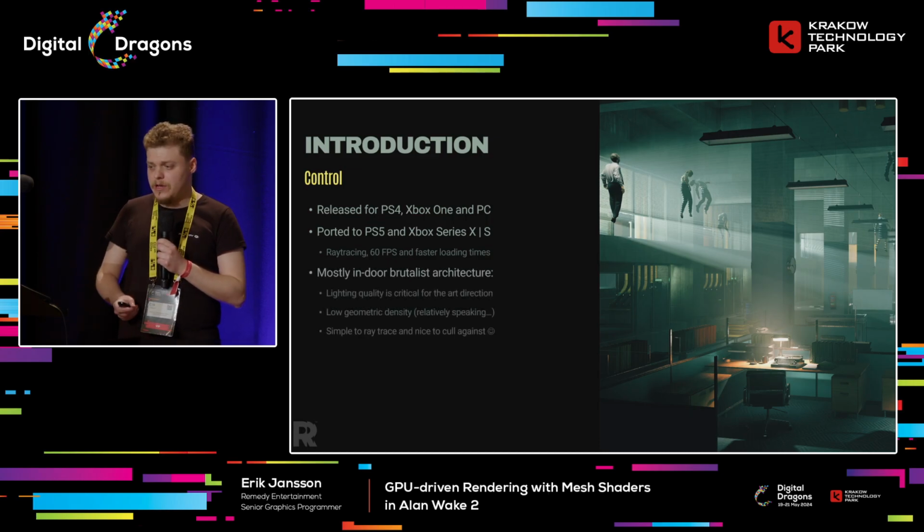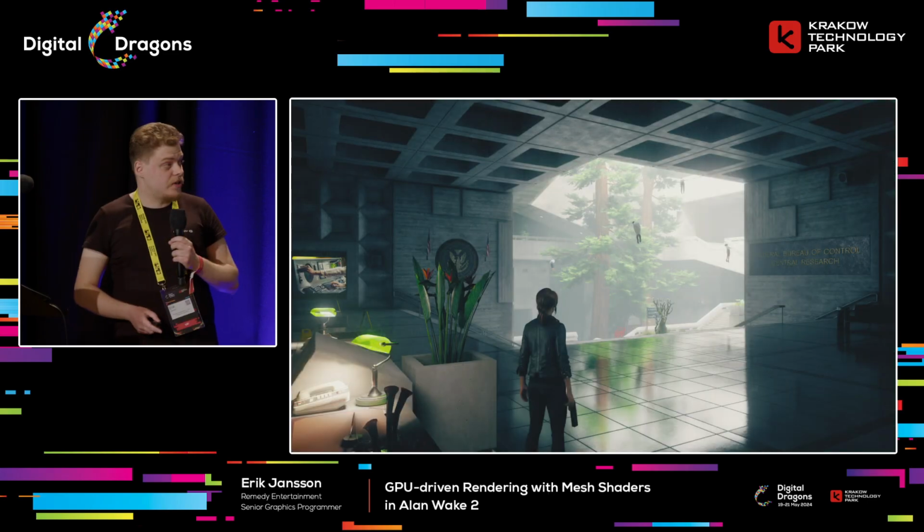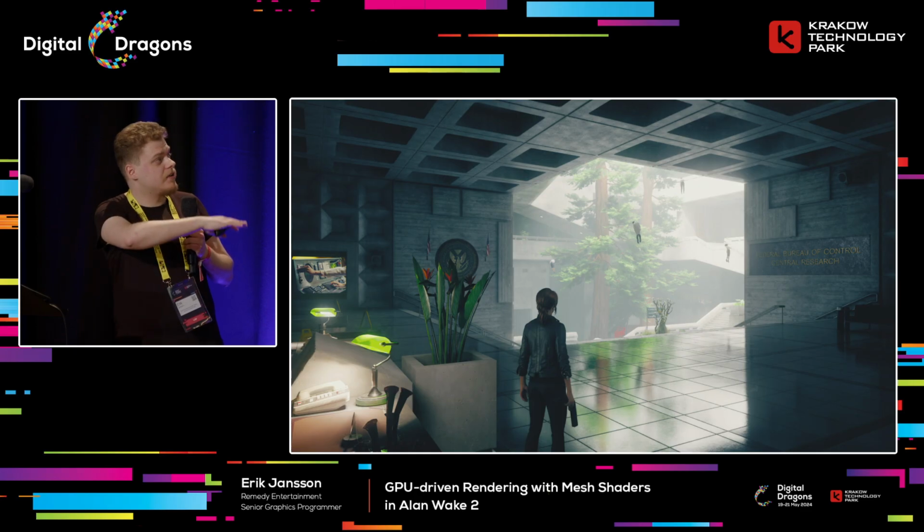If you haven't played Control, it's mostly set indoors, featuring brutalist architecture. So lighting quality is very important in this kind of scenario. There's very flat geometry in this game, which makes it nice for ray tracing, of course, and also very nice for culling. It's very easy to identify occluders in this game. Here's a screenshot from one of the areas in the game. This is the research sector. As you can see, very divided rooms and nice flat geometry.